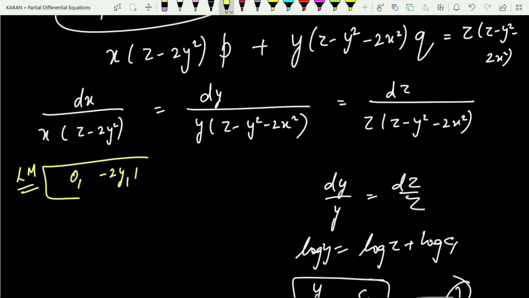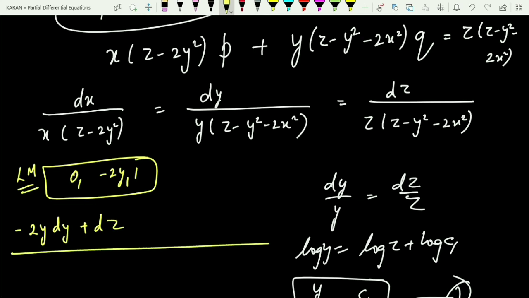So observe what will happen. If you multiply with 0, you will get 0 only. So the numerator is nothing but minus 2y dy plus dz. Am I clear? And what will happen in the denominator? So this is minus 2y multiplied with y, that is y square, into (z minus y square minus 2x square), right? Plus 1 times, so this is z times (z minus y square minus 2x square).